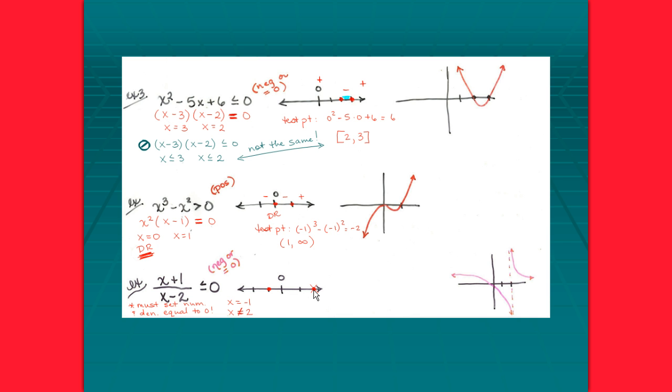So I've got my critical numbers. I'm going to pick a test point. I went back to 0 this time, and I got a negative value. Cross a single critical number, the sign will change. So there's my sign graph.